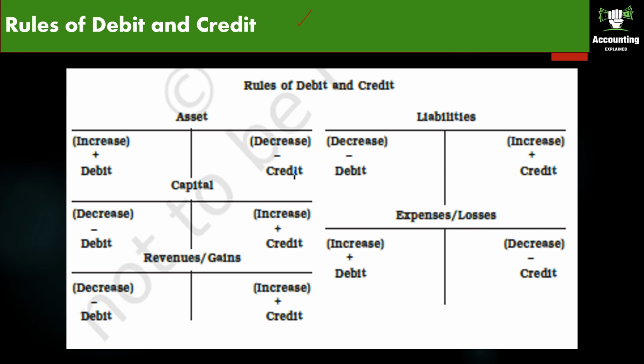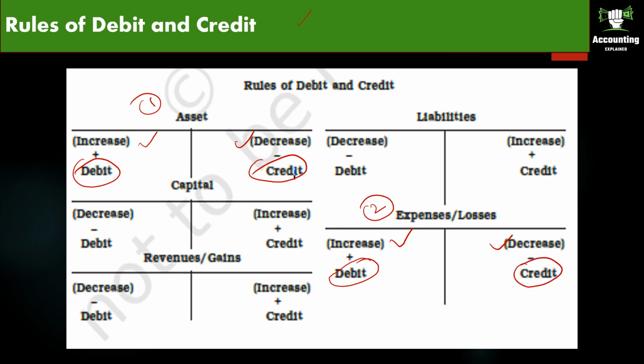For this, we are going to group assets and expenses and losses in one group. Because when the asset value increases and when the expenses or losses value increases, we are going to debit that asset account and that expense or losses account. Similarly, when the asset value decreases or when the expenses or losses value decreases, we are going to credit that asset account and credit that expenses or losses account.